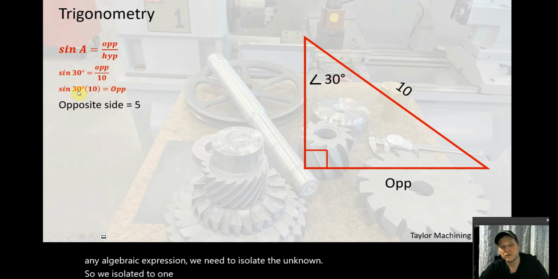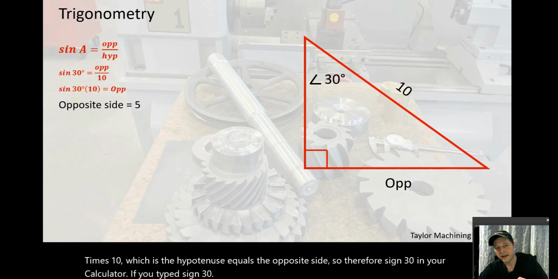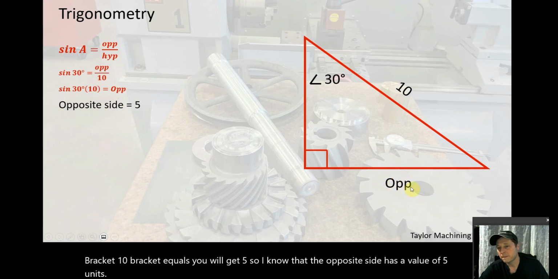Sine of 30 degrees times 10, which is the hypotenuse, equals the opposite side. So therefore, in your calculator, if you type sine 30 bracket times 10 bracket equals, you will get 5. So I know that the opposite side has a value of 5 units.